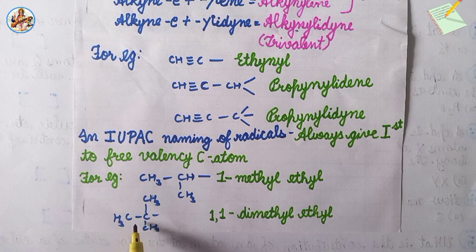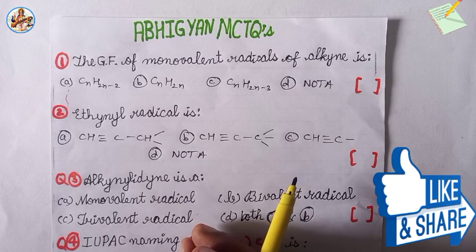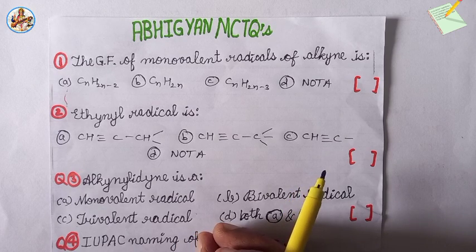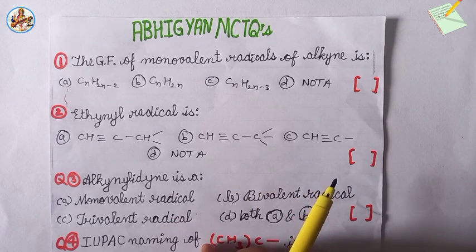In the second example, for IUPAC naming, its numbering to that carbon is 1, 2. So, its IUPAC name is 1,1-dimethyl ethyl. Now, we take some multiple choice type questions. You can solve all these questions yourself after pausing the video.